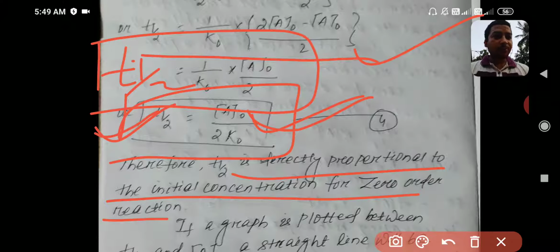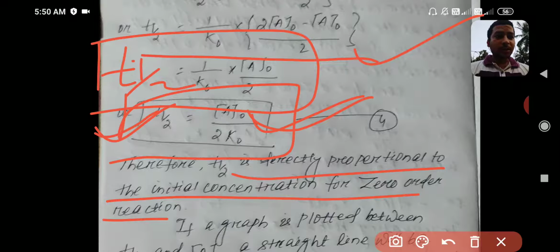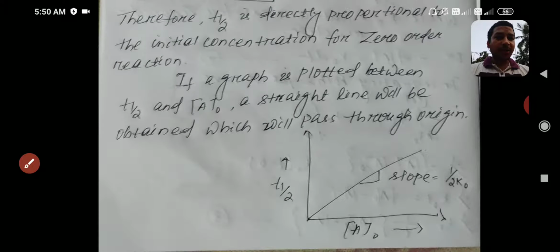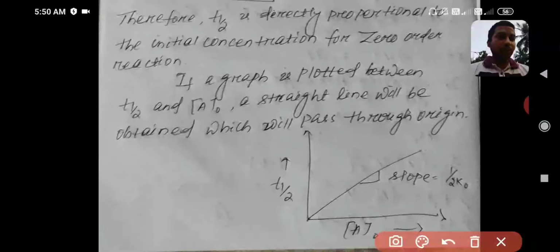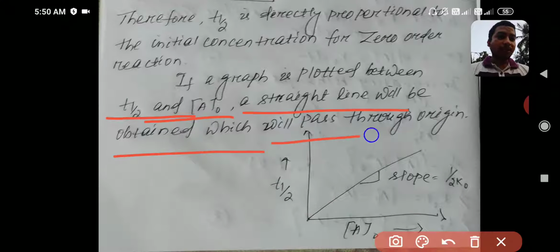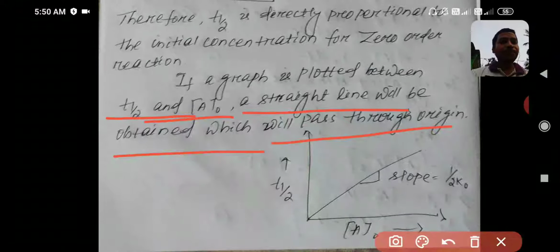So this is a single mark question. Half life period for zero order reaction is directly proportional to initial concentration, inversely proportional to initial concentration, independent of initial concentration, or none of these. So it is directly proportional to the initial concentration of reactants. Now finally, if we plot a graph between half life period and initial concentration, a straight line will be obtained which passes through the origin. Clear? Got my point?